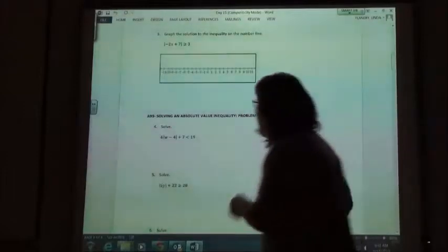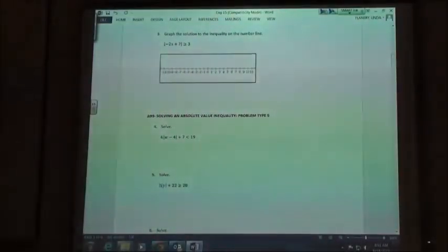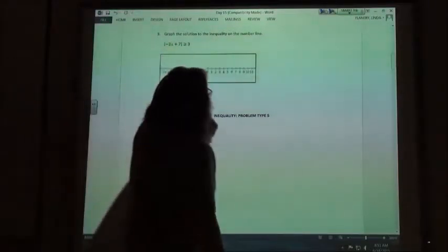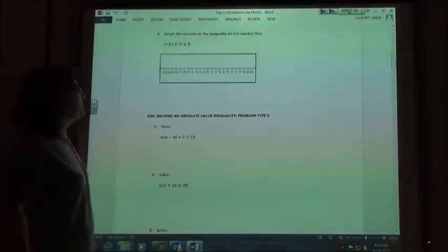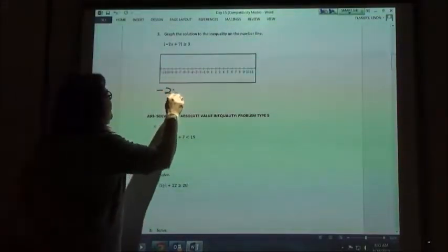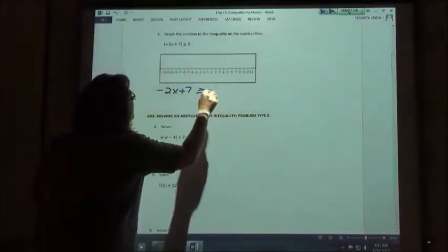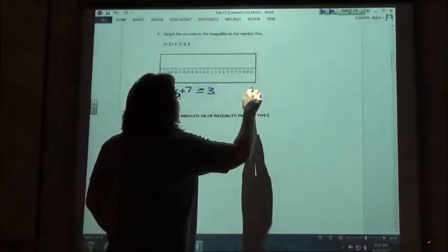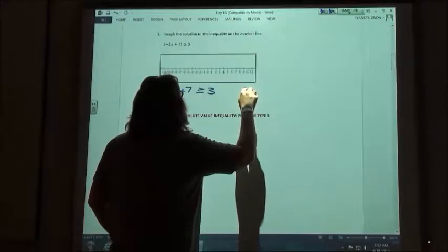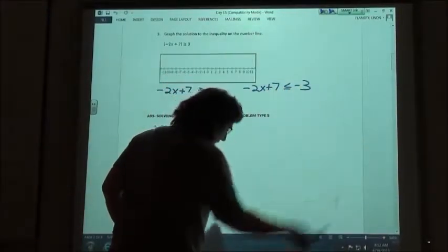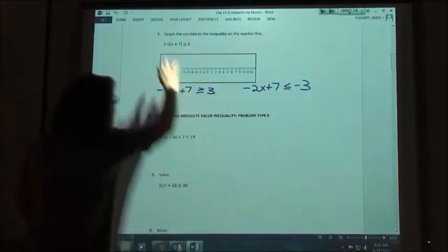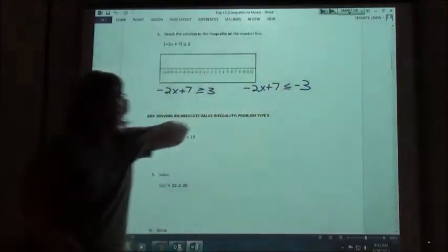All right, so number 3, do you have the same one there, or is that different? Okay, so this one must have worked out right. My 2 problems then, if I'm going to solve this one, would be what? Negative 2x plus 7 is greater than or equal to 3. And negative 2x plus 7 is less than or equal to negative 3. Exactly. So the original problem, and then flipping my sign, doing the negative.